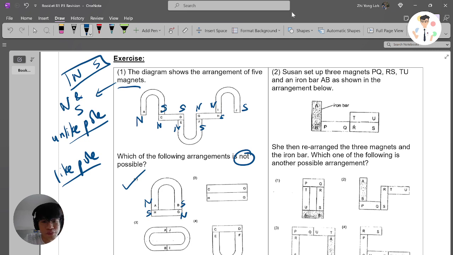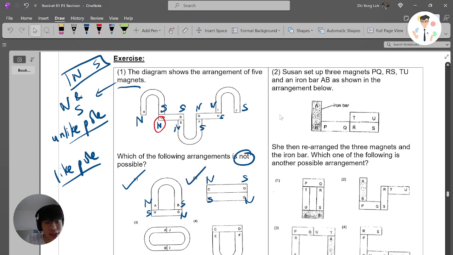Now number 2. C according to my assumption is N, correct? D of course will be S. Then H according to my assumption is S, G will be N. Is it possible? Yes, right, because they attract each other, which means that it's correct.